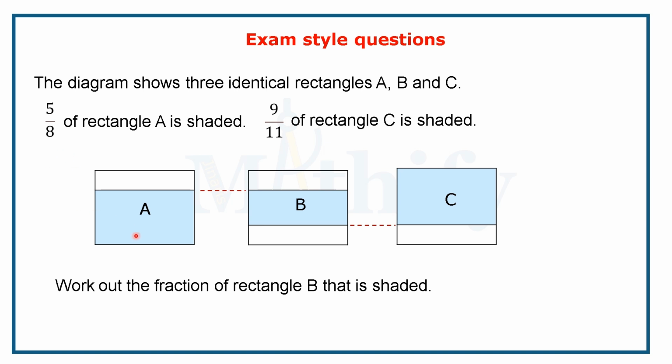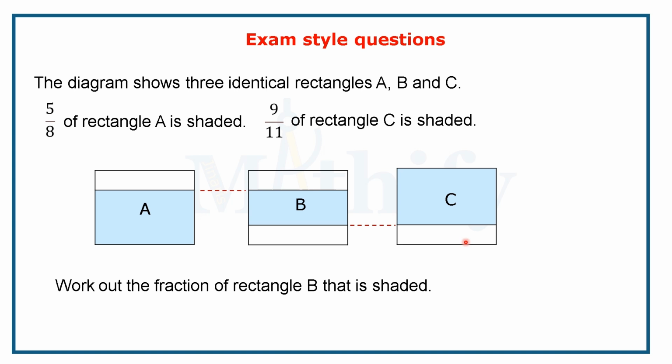We are given that 5 out of 8 of rectangle A is shaded. The remainder are represented by the white rectangle at the top. For rectangle C, we know that 9 out of 11 are shaded. The remainder are unshaded regions represented by the bottom rectangle.